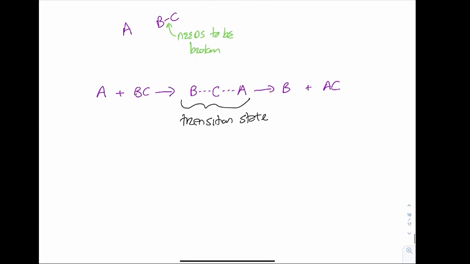And our transition state is our state where we have partially formed and partially broken bonds. So, right, the bond between B and C, I'm breaking it, but in this case, I'm using a dotted line instead of no line because it's partially broken. And then I'm forming the bond between A and C, so I'm using a dotted line again because it's partially formed.